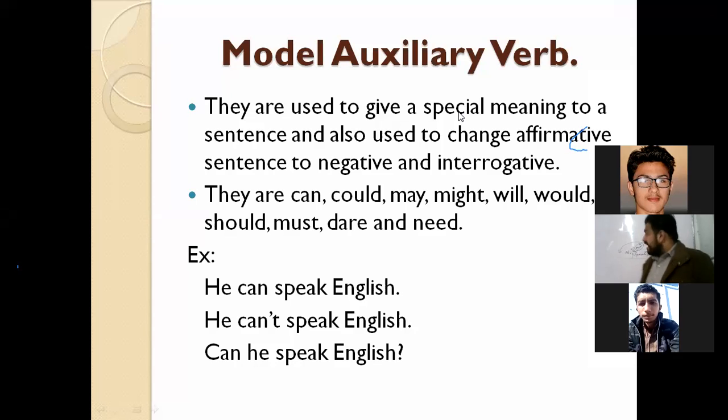But the modal auxiliary lecture, the short cover: modal auxiliary verbs are those verbs that, by definition, are used to give special meaning to a sentence.